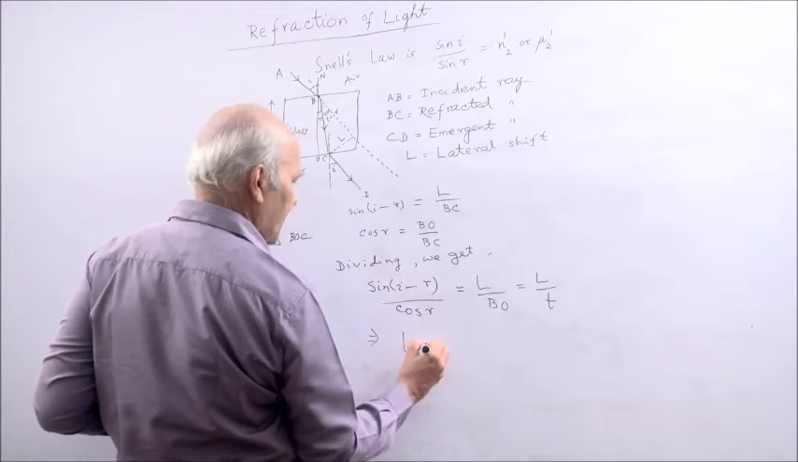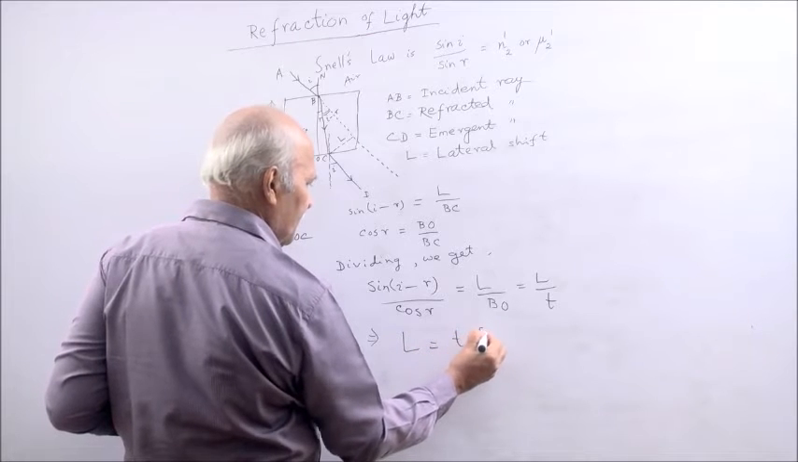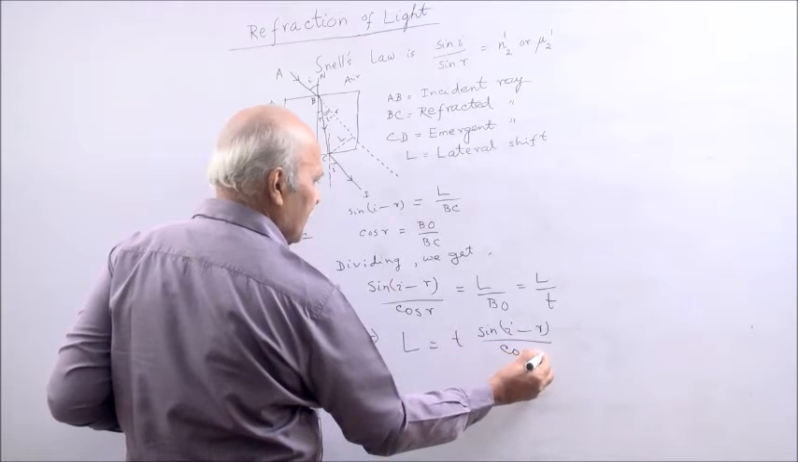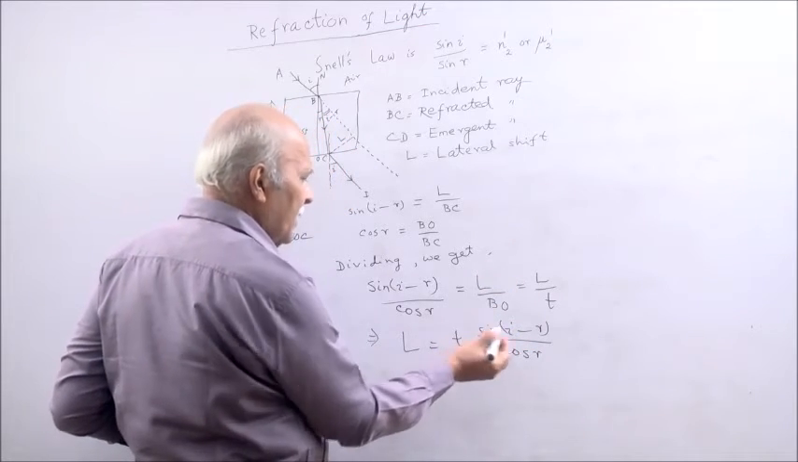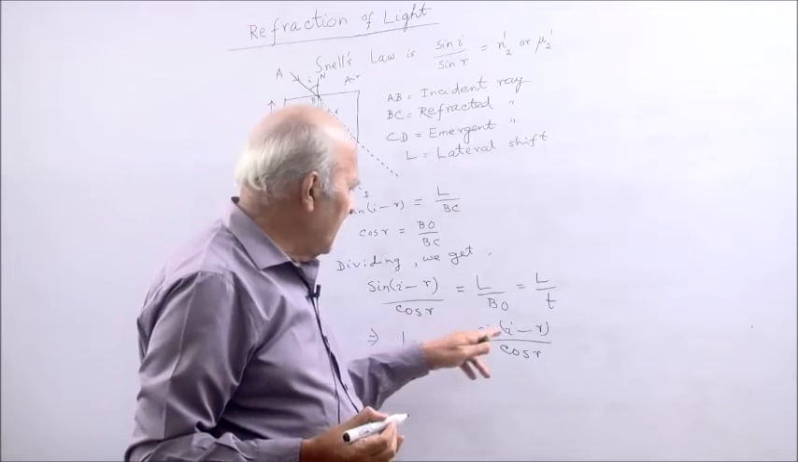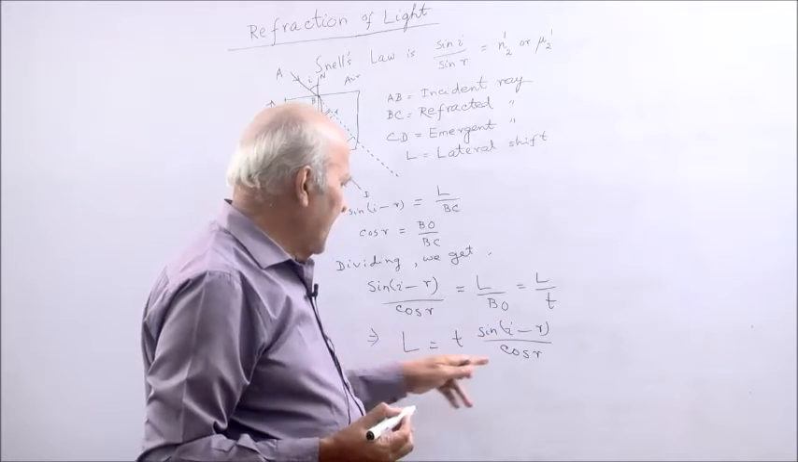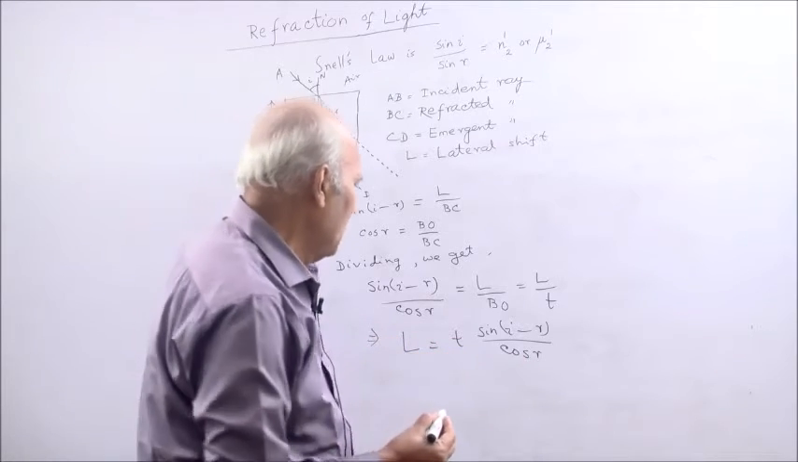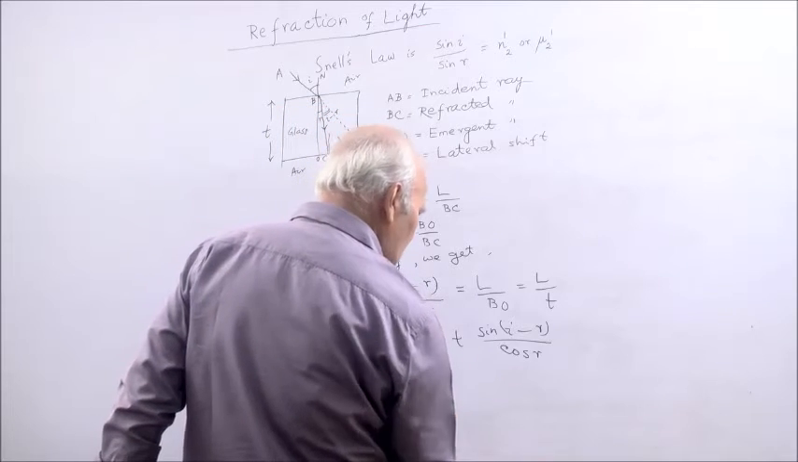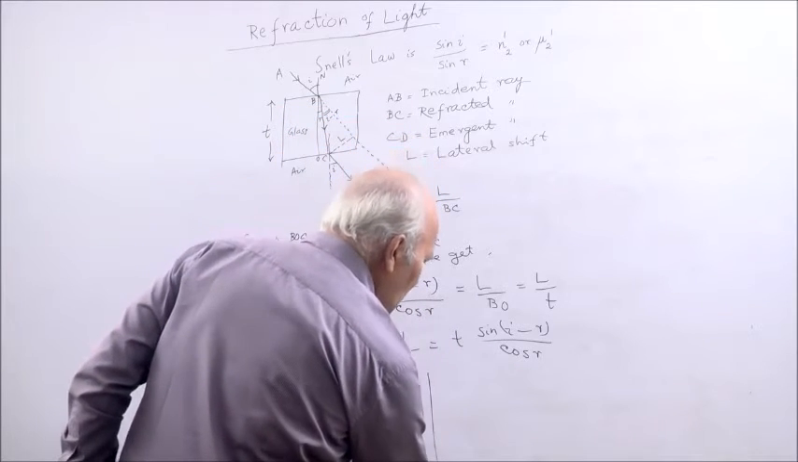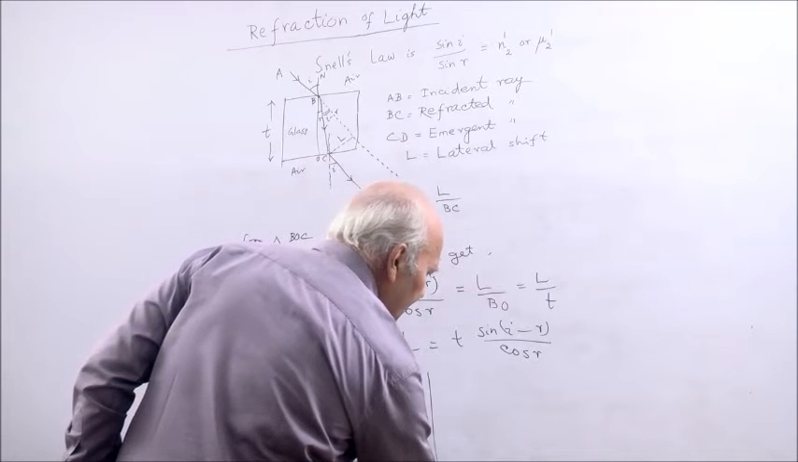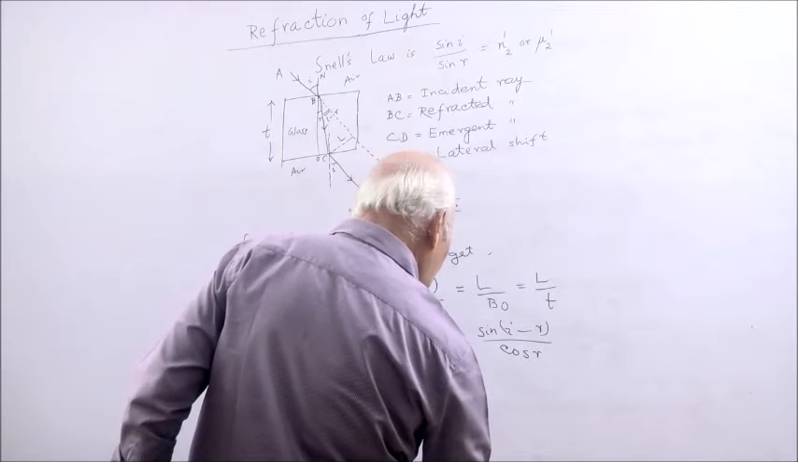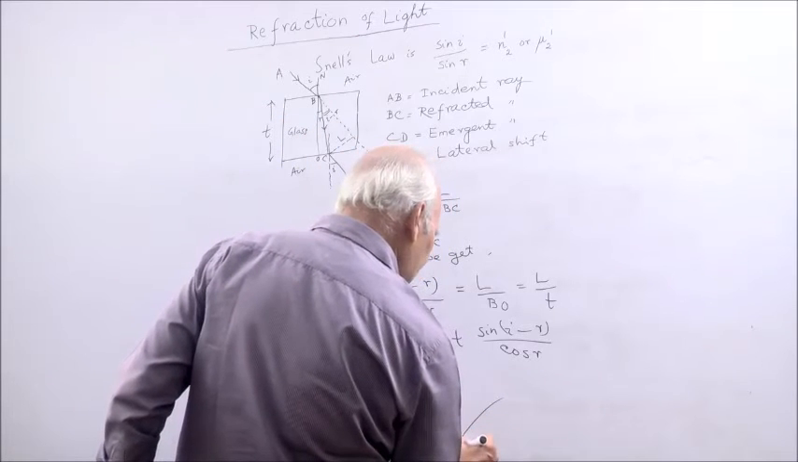So that gives an expression for the lateral displacement. And here you find it is a complicated function, because if you change i, then r will change and the lateral displacement will change, but the thickness is fixed. So there is an experiment where if you plot different i in degrees and L in centimeters, then it is found that the graph is like this.